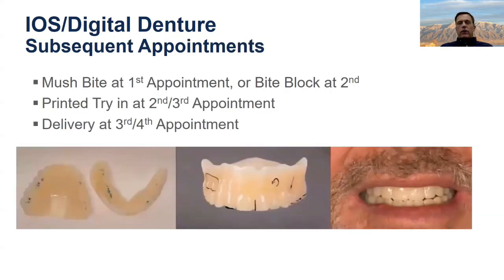So if you're doing this IOS workflow, you either will need to take a mush bite again or have a bite block made. Once you've taken that scan, your workflow will be pretty much the same as the analog digital workflow that we've discussed. The one cool thing about taking an IOS, as you know, is that the holy grail of denture fit is mucostatic impression. And by definition, since the IOS isn't pushing on the tissue, you're getting a perfectly passive impression of the tissue. So not only do you have the accuracy of an IOS, but you know that you're not depressing the tissue in any areas. You're less likely to have sore spots and things like that.